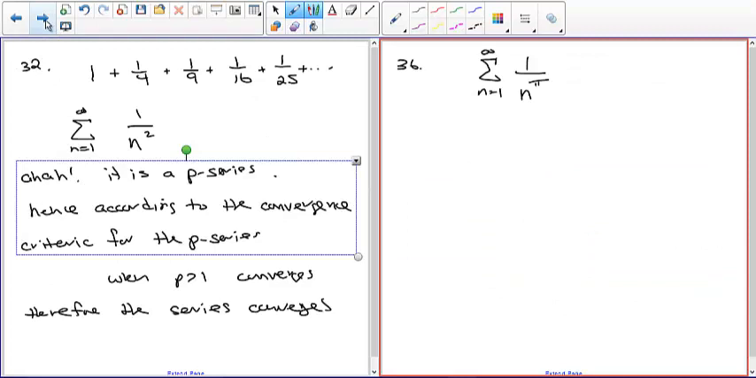And this one's just to show you that the exponent doesn't have to be an integer. It doesn't have to be a rational number. So does that converge or diverge? Using the convergence criteria for the P-series. Yeah, it converges because pi is greater than 1.